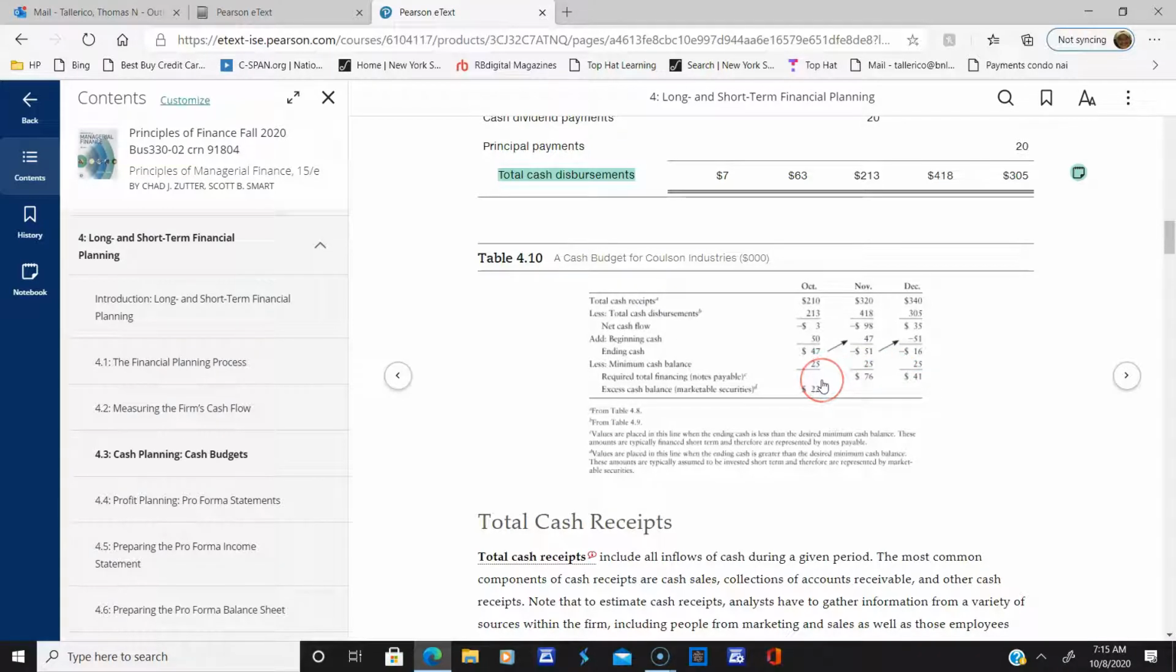So we've got a $22,000 excess cash balance, right? But here we have to finance. We're in trouble, right? Notice how they're carrying the ending cash to the beginning cash. And that's reflecting this also, okay?